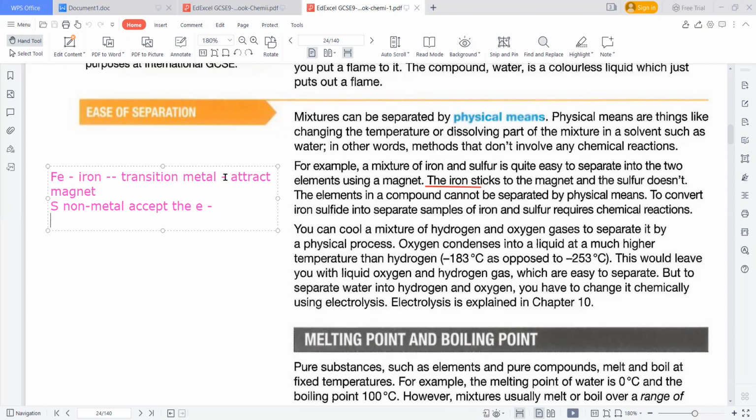Next, what if we make a combination of iron and sulfur? They will react with each other and give rise to iron sulfide. But in a simple mixture, we need to separate them. The best way is to place a magnet nearby. Iron will get attracted towards the magnet and sulfur will stay behind.